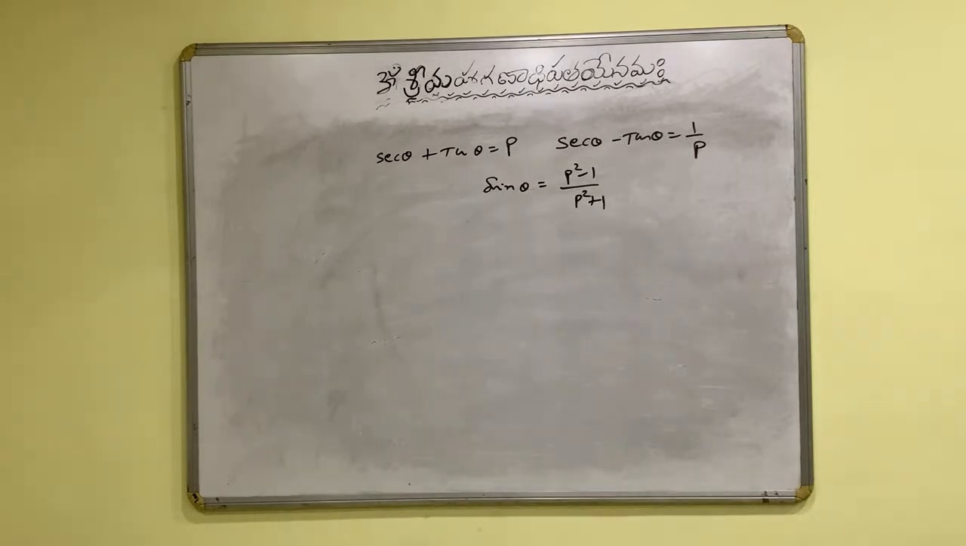Secant theta plus tan theta is equal to P. And secant theta minus tan theta is equal to 1 by P. We need to find out the sin theta value. Squaring on both sides. Why?